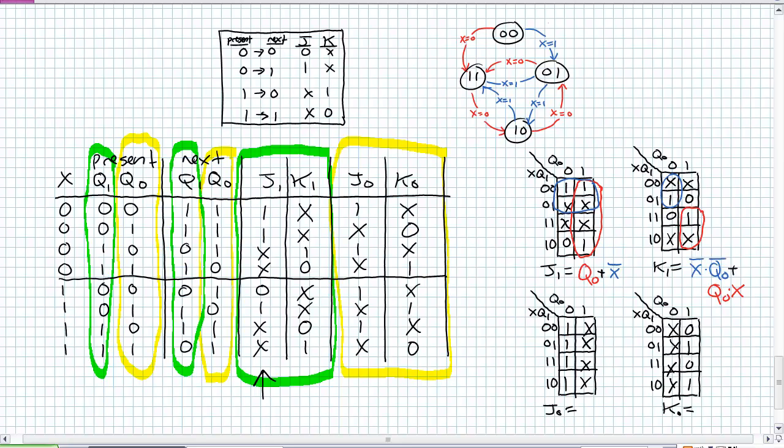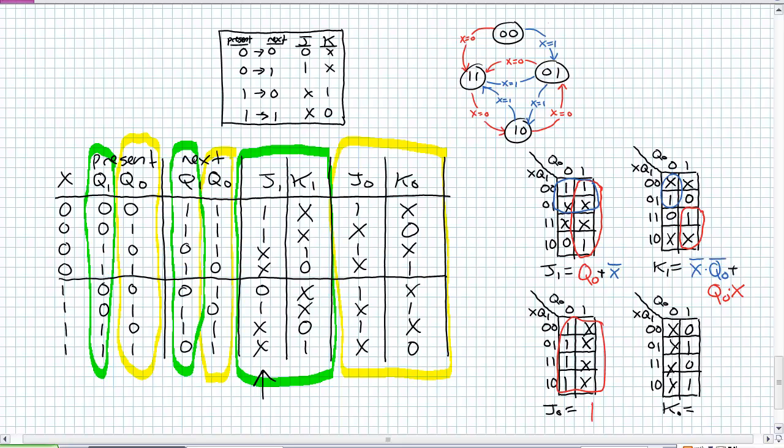But look, we've also got X's, i.e. don't cares, in that Q0 column. So what would you do? If it doesn't matter if it's a 0 or 1 for the Q0 column, just go ahead and group the whole thing. Okay, it's a group of 8. What is a group of 8? Basically, it's always going to be a 1. Okay, so J0 is always going to be a 1.